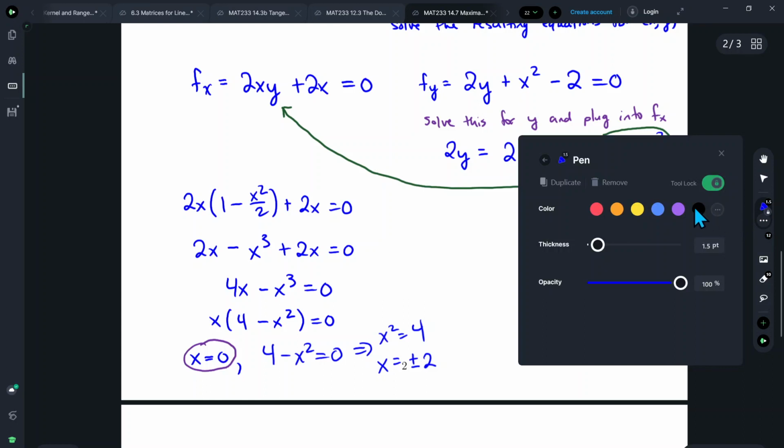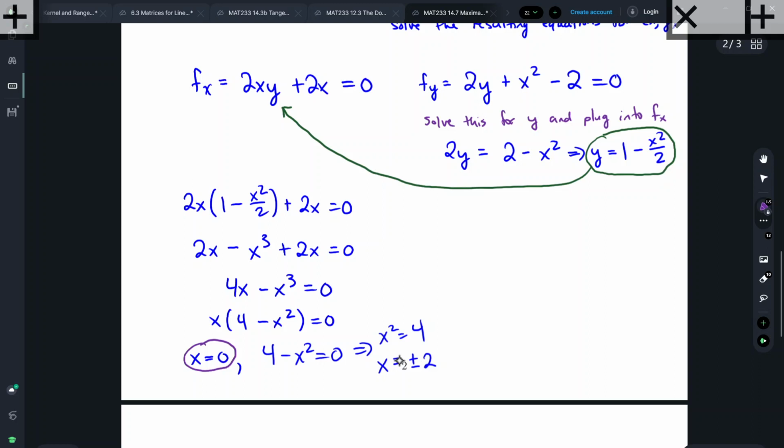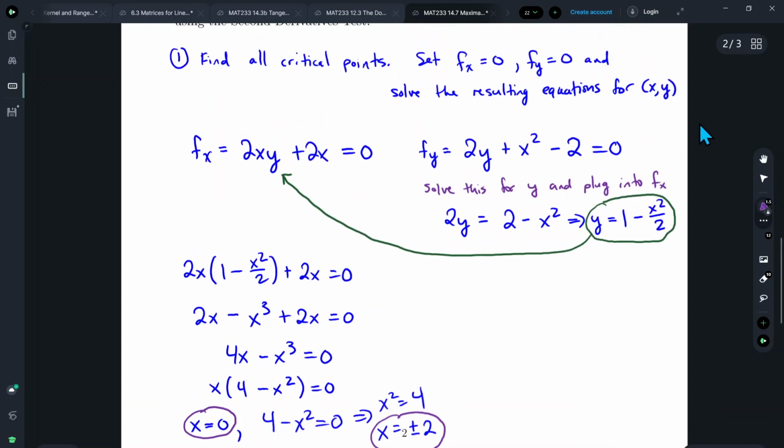Okay, so I have 3 different x values. Right, so x equals 0, x equals positive 2, and x equals negative 2. So I'm not quite done yet, right, because the critical points are ordered pairs x and y, right? So I only have the x values, and so now I need the y values. So to get the y values, I just plug the x values back into the other equations.